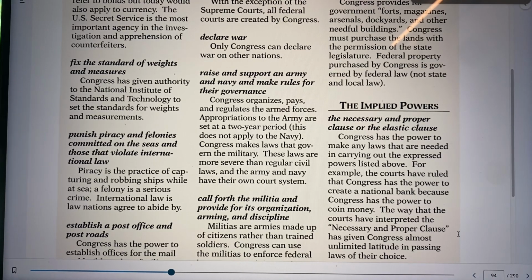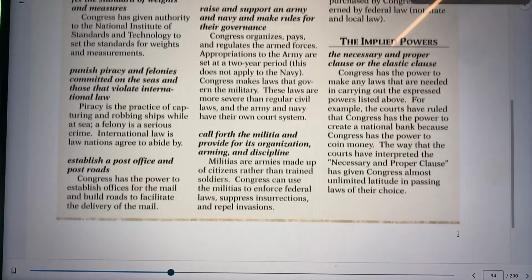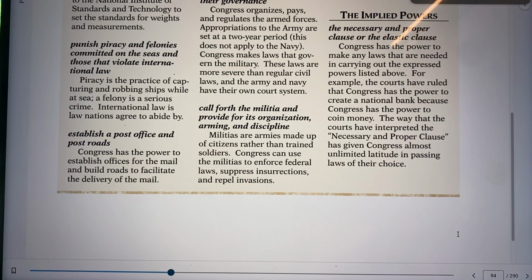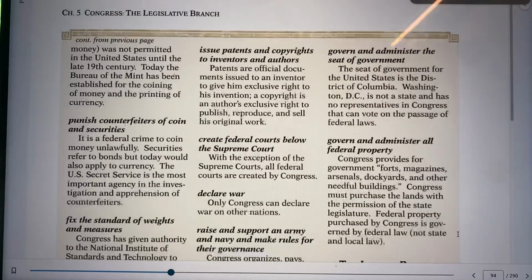And the Army and Navy have their own courts, and that's by Congress. So they can call forth the militia and provide for its organization and discipline. The militia, what's a militia? They can bring forth citizens, rather than army soldiers that they train. This is called militias, or armies made up of citizens rather than trained soldiers. And Congress can use the militias to enforce federal laws, suppress insurrections, and repel invasions. So they can call forth a militia.